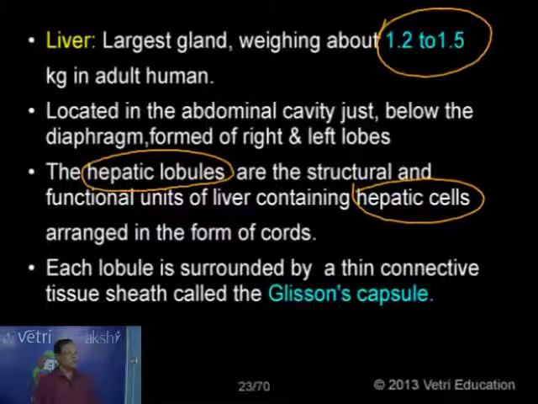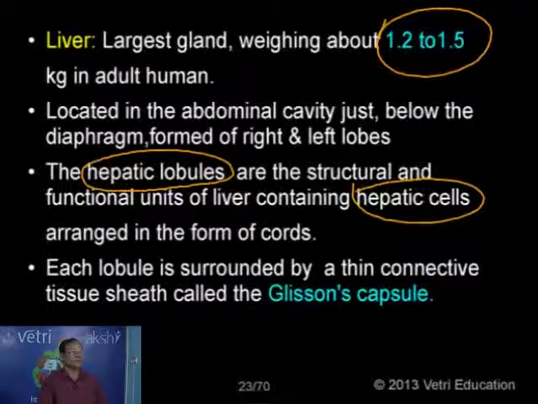Now, the cells are in the form of long cords, the hepatic cells. So hepatic cells make up the hepatic lobules, which represent the structural and functional unit of the liver. And this can come as a question in the question paper also.